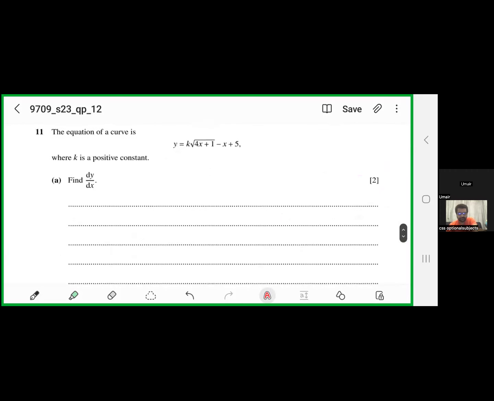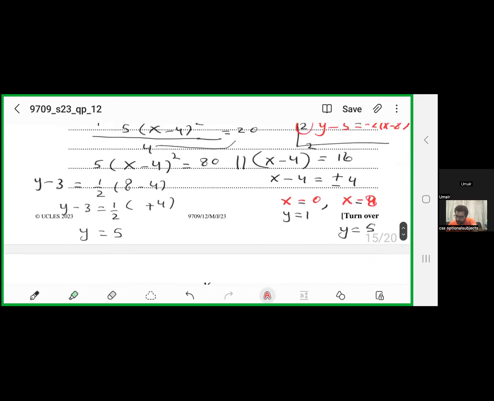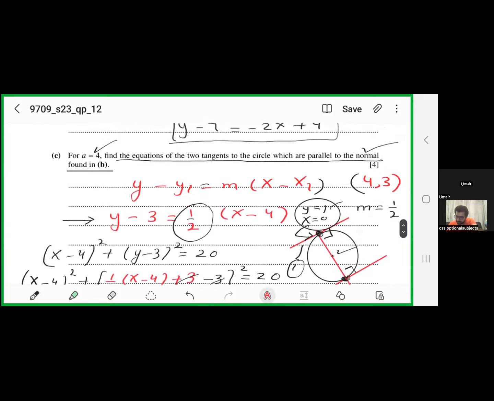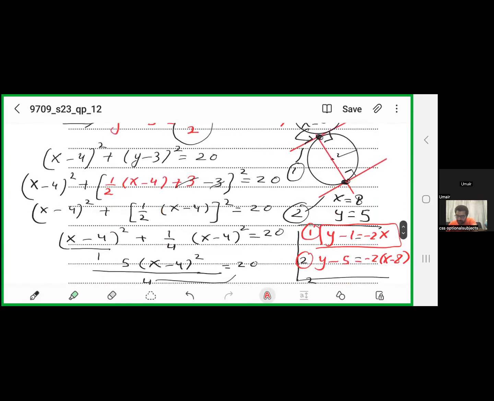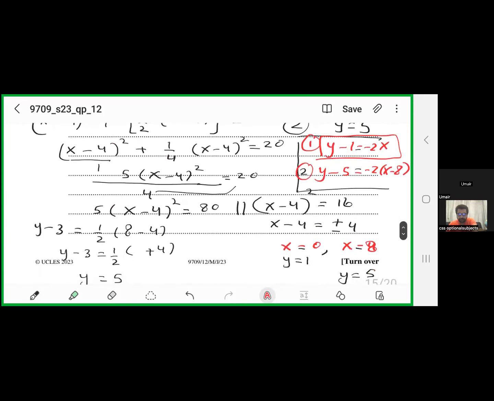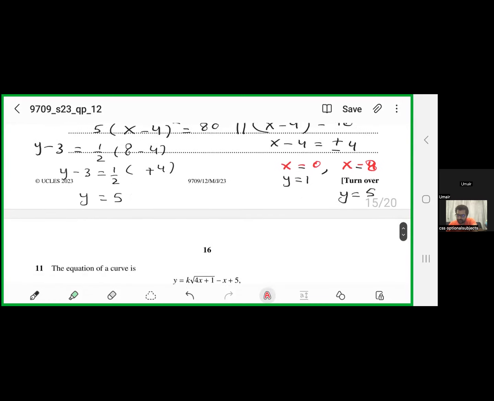The last question. If we have any other part left over here, or okay, we have obtained the equations. Okay, great. The next one is 11.